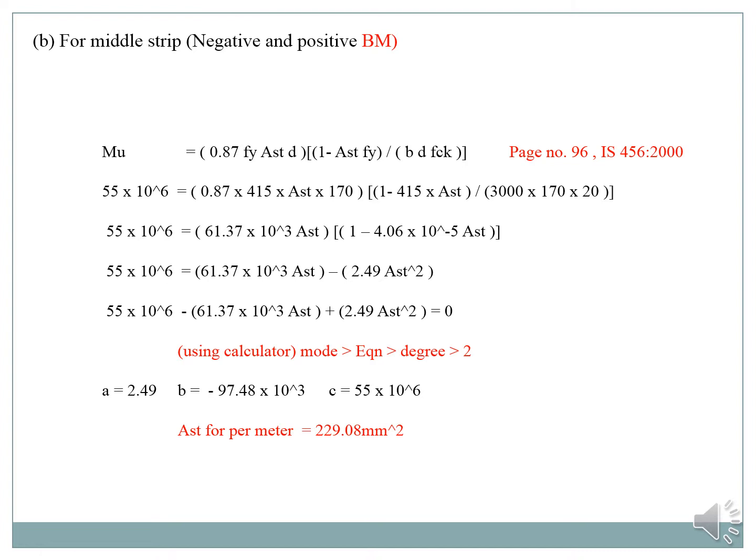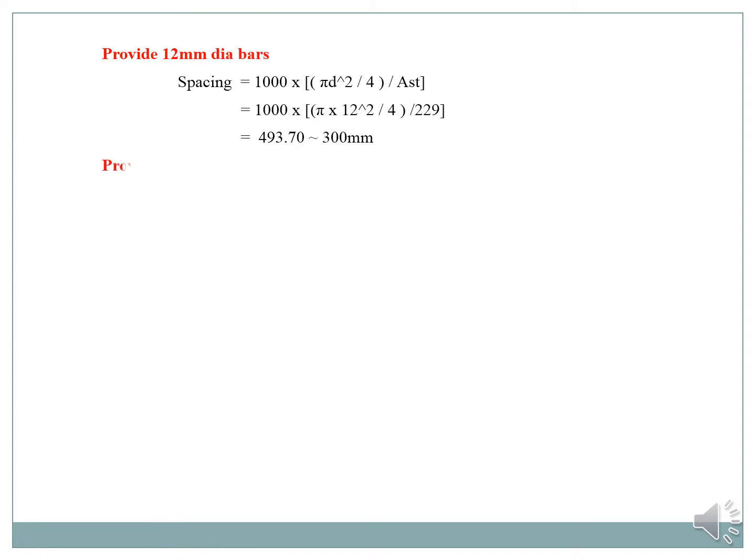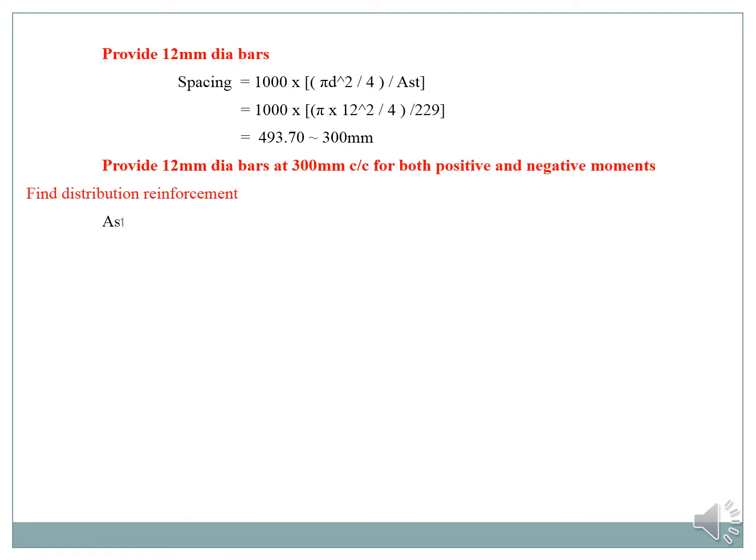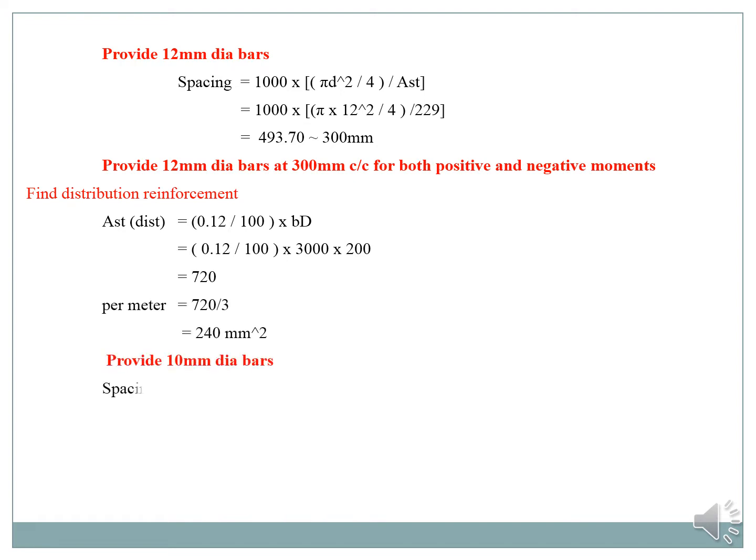So apply the 55 into 10⁶ kN meter. So using calculator, then A values, B values and C values are applied in equation mode. You got two x1 and x2 values. Take the least value for AST. So AST is equal to 229.08 mm². Then find the spacing values. Provide 12 mm dia bars. So spacing is the same formula as the previous. So apply the d is equal to 12 mm, then AST is equal to 229. So you got 493.70 mm.